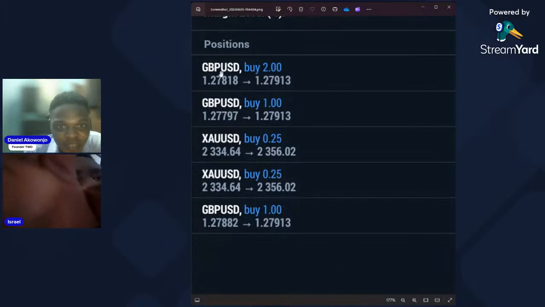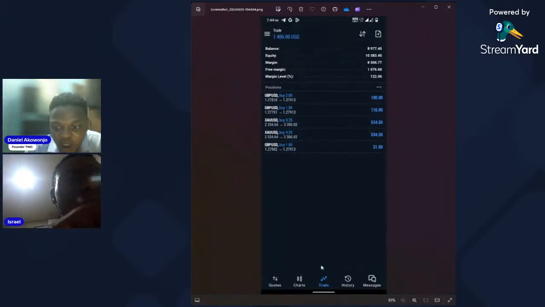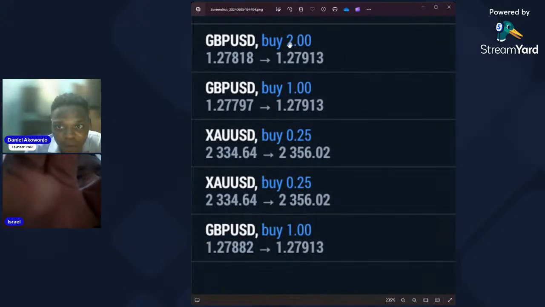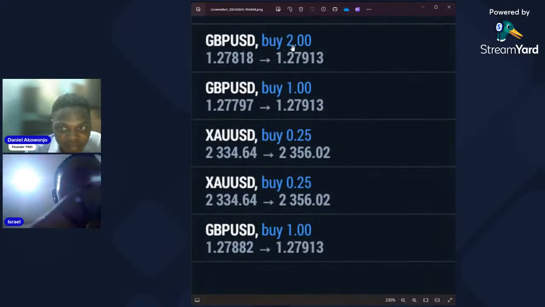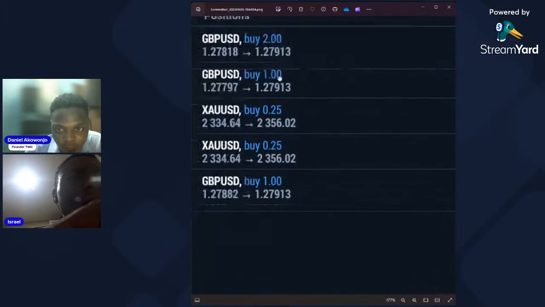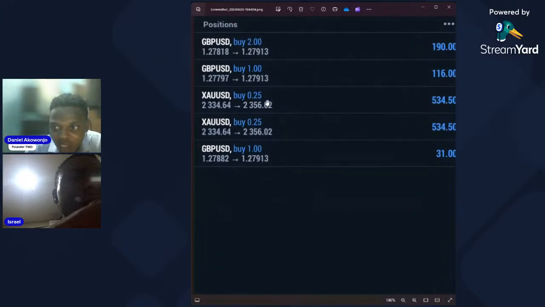Exactly. So you see, immediately you open a position on a trade, you will see this thing. Do you remember where this is? On your trade icon, when you go to trade, you will see this here. Do you see this particular figure by the side? That is what the lot size is called. I'll explain that later.